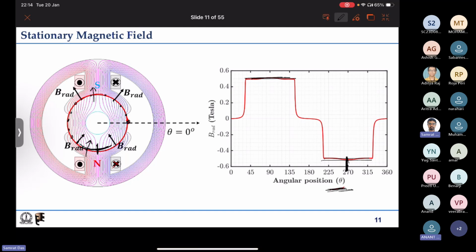The corresponding magnitude of magnetic field density is an approximated value. This is a simulation that I have done, and on this circle I have seen what the flux density is at each point, and I am plotting that data. So the rotor, are you trying to rotate the rotor in this simulation? No, it's stationary. Nothing is rotating.